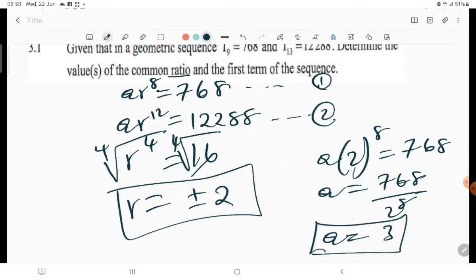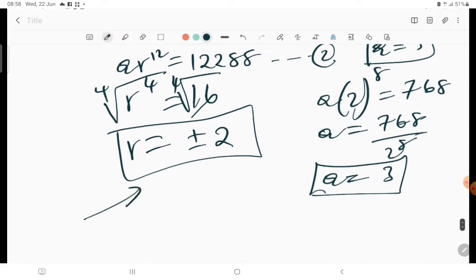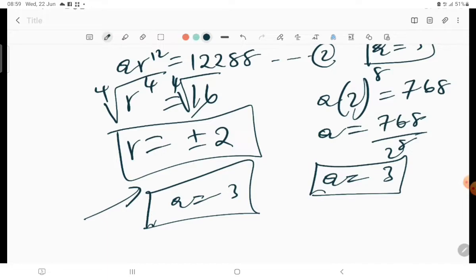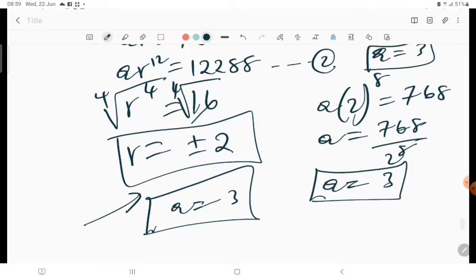Then I believe even if we are using R, which is -2, we are going to get the very same thing, that A is equal to 3, because -2 to the power of an odd number is always going to be negative. So that is why the value of A for both values of R, you are just getting the very same value, because at the end of the day the sequence must just have the same value of A. There has to be 3.